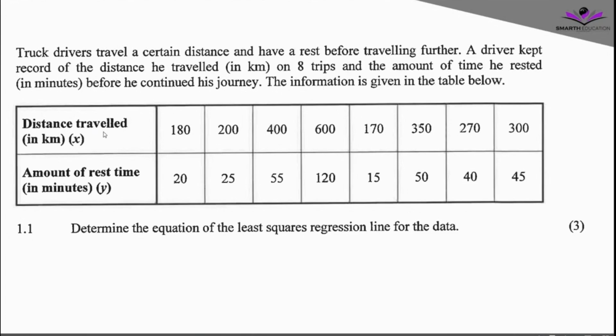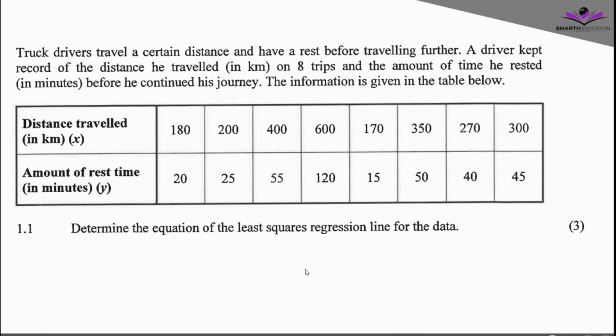So we have the first row, which is the distance traveled in kilometers. That's our x. Then the amount of rest time in minutes. Just take note of that, right? And then that is y. Determine the equation of the least squares regression line for the data.